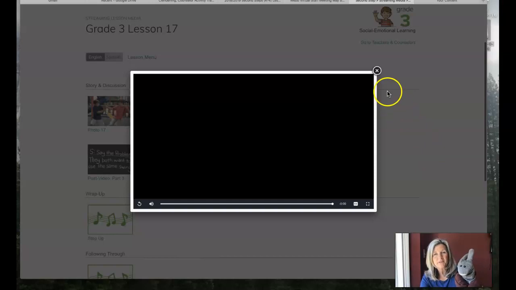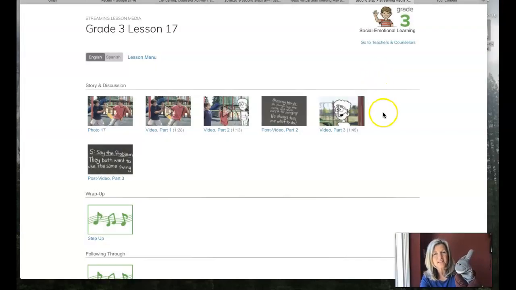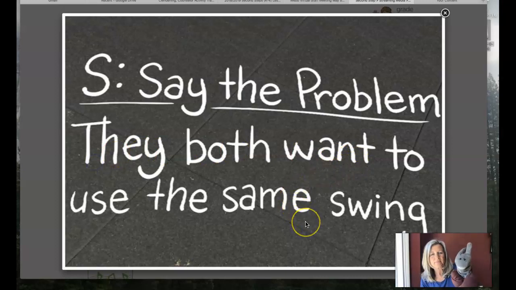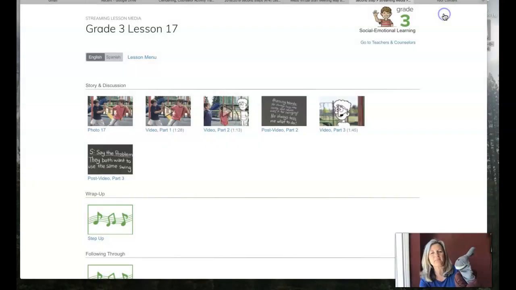So the problem is, and what we learned to say without blaming, I'll make it big so you can see it. Can you read it, Snail? Third grade, can you read it? They both want to use the same swing. Exactly. They both want to use the same swing. That's the problem. And that doesn't really blame anybody. That's just the truth, right? Sometimes we both want the same thing.